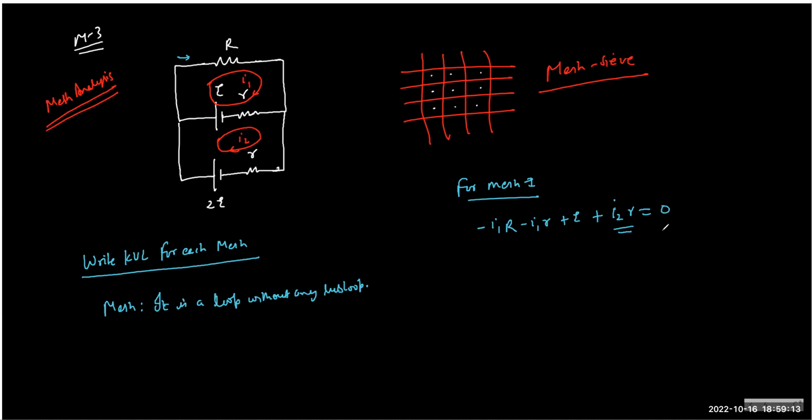And now this we have to equate to 0 because we are making a loop complete. So we are going back to the same point. So this is 0. Done. Now there is no need to solve. What you can do is rearrange. So you can write I1 R plus R plus I2 R is minus E. If you want to make it better, you will call it equation 1.